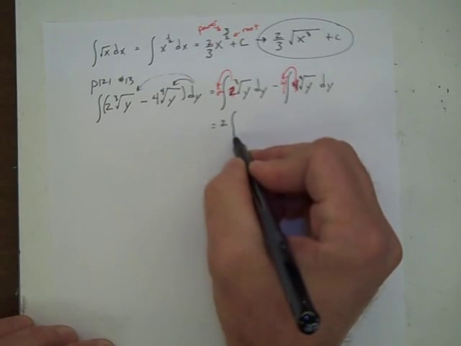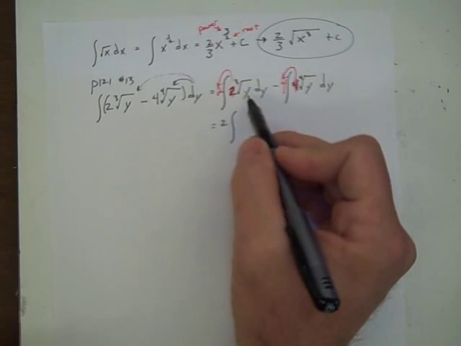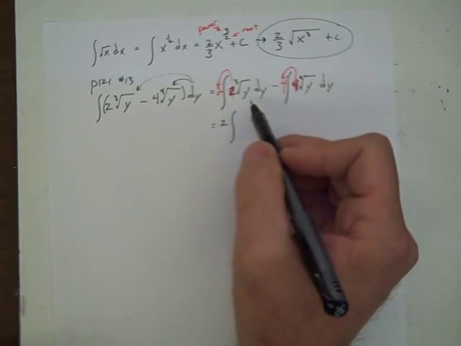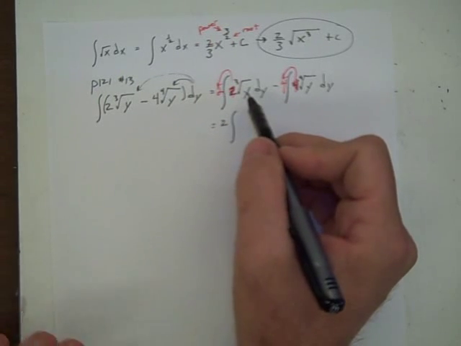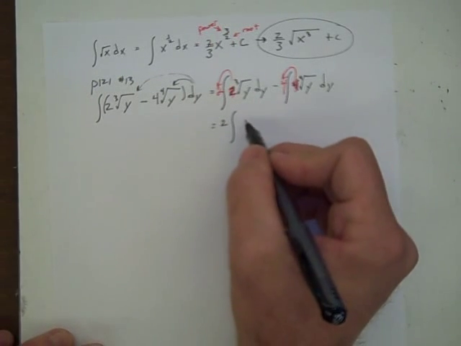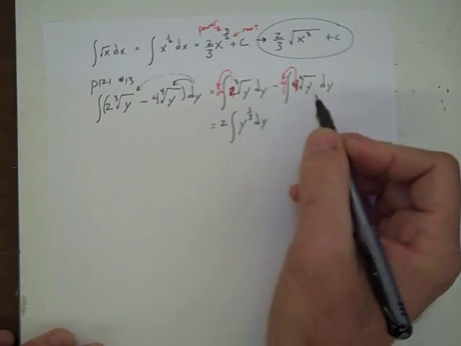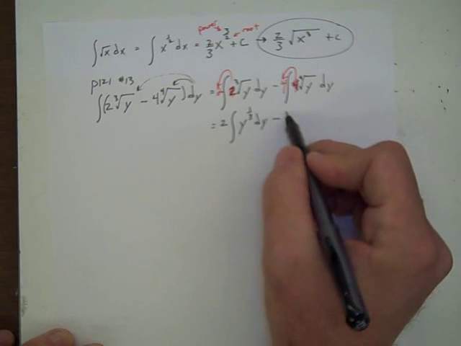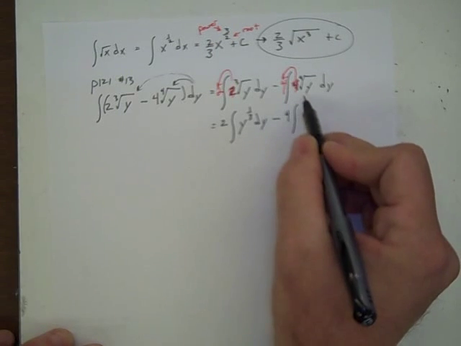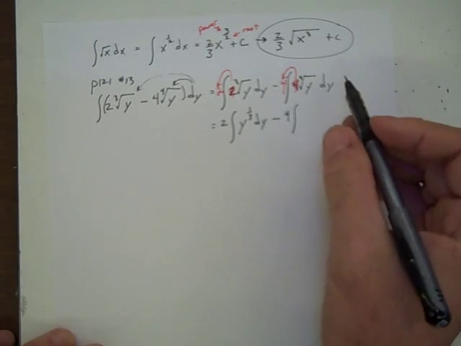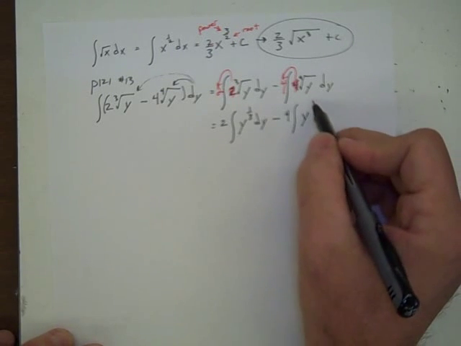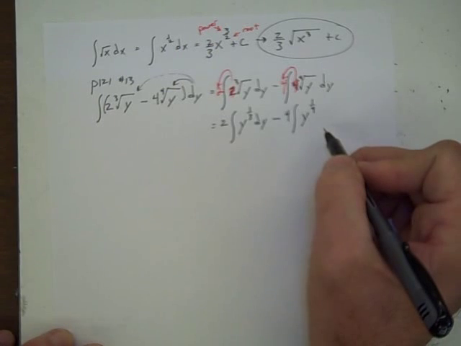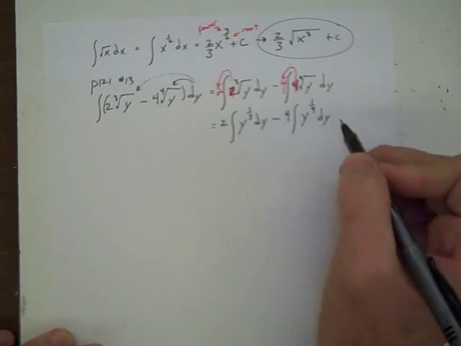2 times the integral of, now, the cube root of y. We want to change this, as we did in the previous example, to be a power of y. The cube root of y can be written as y to the 1/3 power dy, minus 4 times the integral. Now, the fourth root of y we have to write as a power of y. Again, that would be y to the 1/4 power dy.